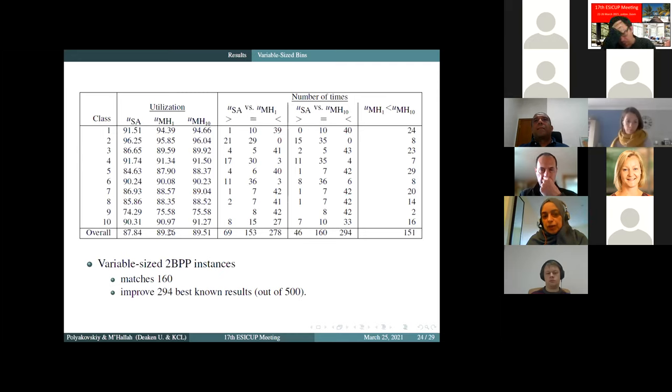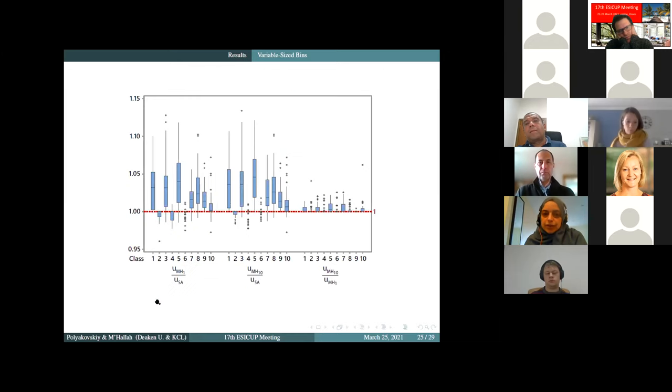Whenever we increase our run time to 10 minutes, then we can slightly improve the results. We match 160 results of Hong et al. And we improve 294 results. If we look at these improvements, here we are looking at the ratio of our utilization to that of Hong. We'll find that we are not doing well for class 2 and class 4. These are classes where we use very few bins. So if we don't hit the right bin, then our result will be worse.